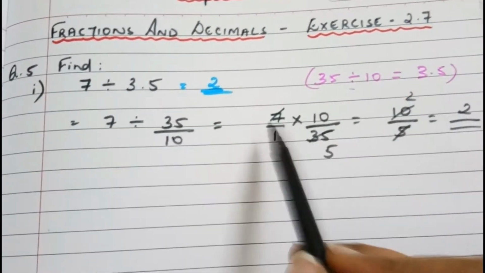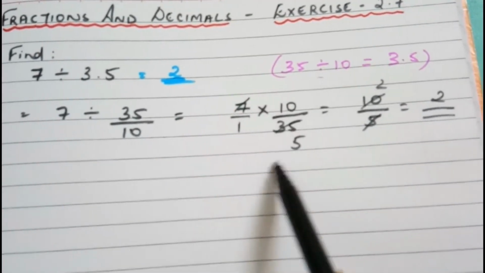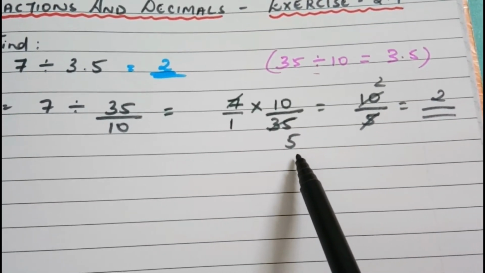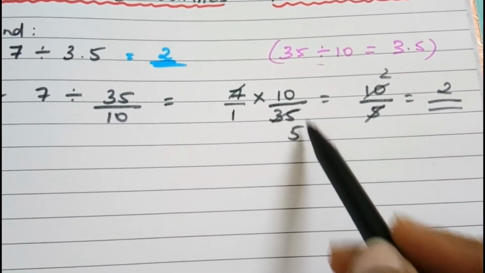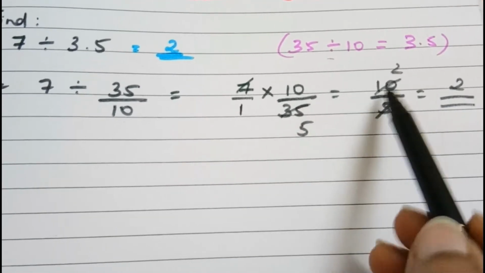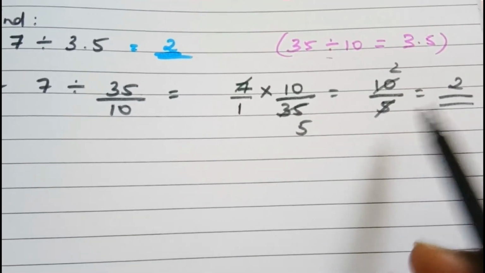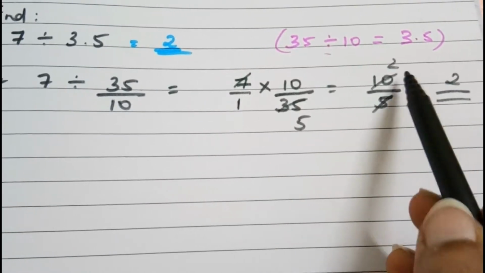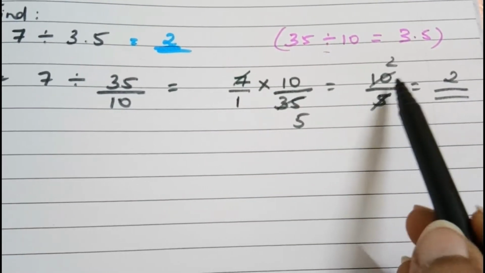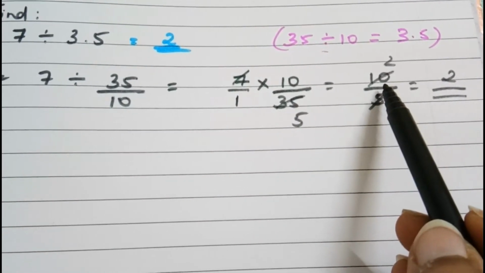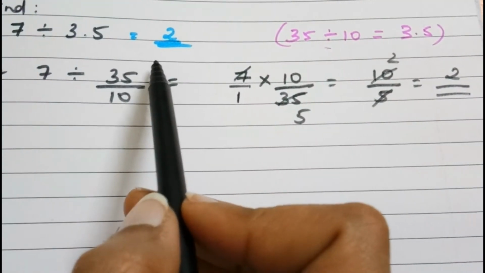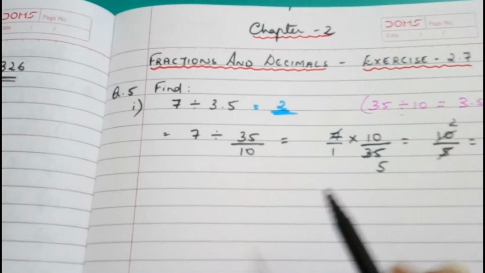Now we'll start this calculation. To simplify, 7 will go in 35 5 times. What is the remaining part? Since everything is cut here, we'll write it again to make it clear. What is remaining? 10 by 5. Now 5 will go in 10 how many times? 2 times. So the answer here is 2. Clear? Let's move to the next question.